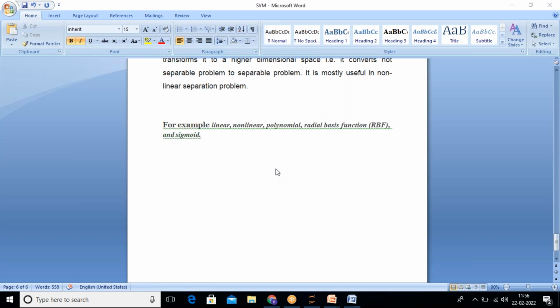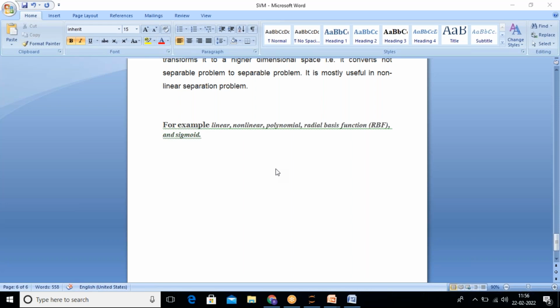Why? Because it is localized and it has a finite response along the complete x-axis. The RBF function returns the scalar product between two points.